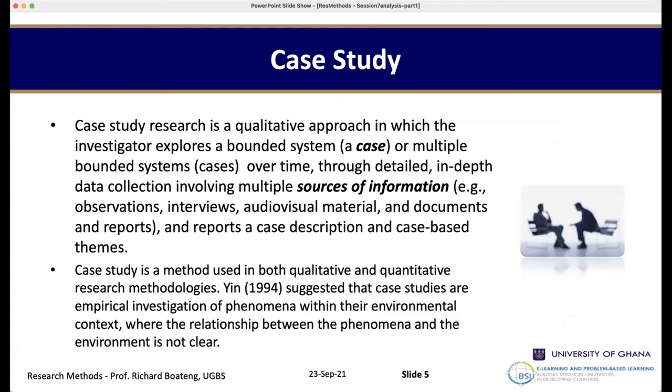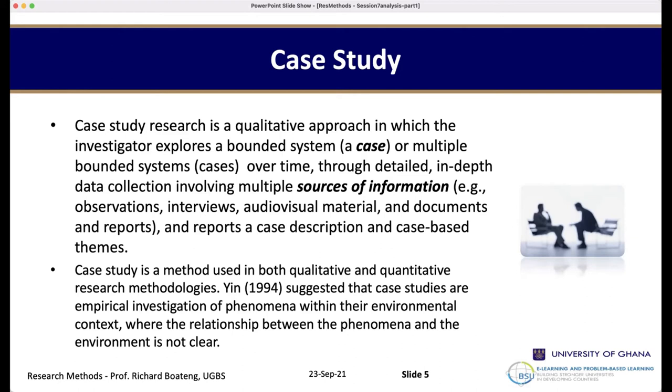Now, when we began last week, I talked about case study being a study of a bounded system, which usually could be a single bounded system or multiple bounded systems over time, through detailed in-depth data collection, which may include observation, interviews, audiovisual materials, and documents. And then be able to produce the case. The case itself has to have a case description, which will explain the context of the case. And then you can follow up with the themes that you want to cover or explore.